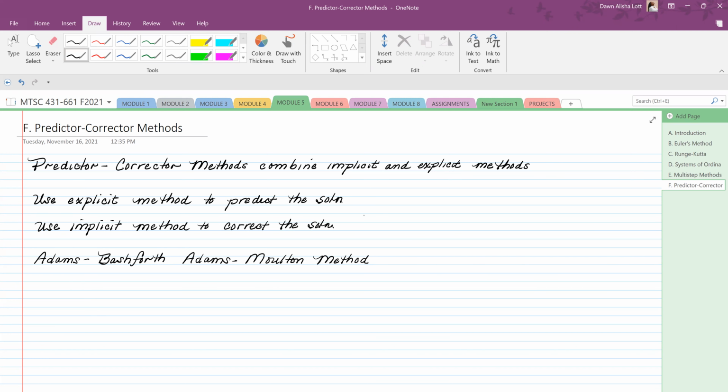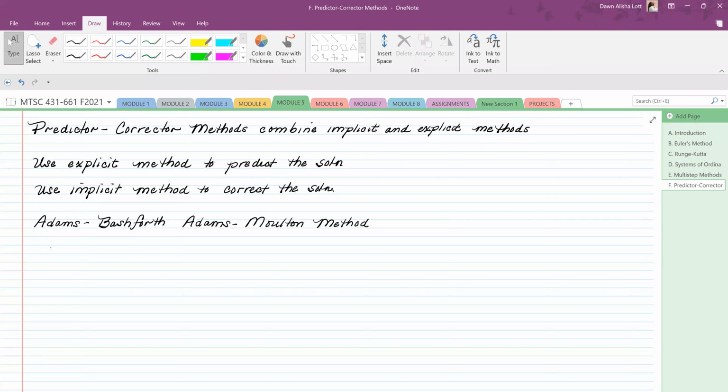Okay, so again, you are given y prime is equal to f(t, y). Then you have that y(a) equal to alpha. So I only have one point.